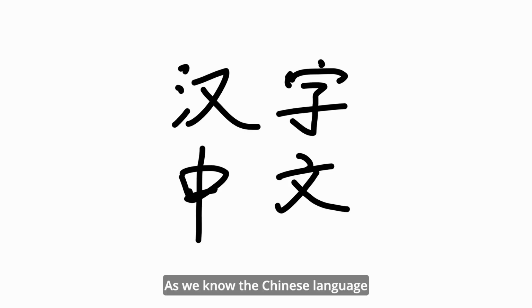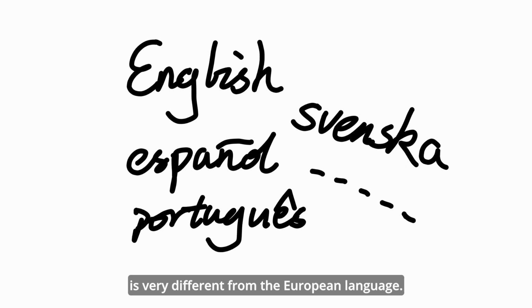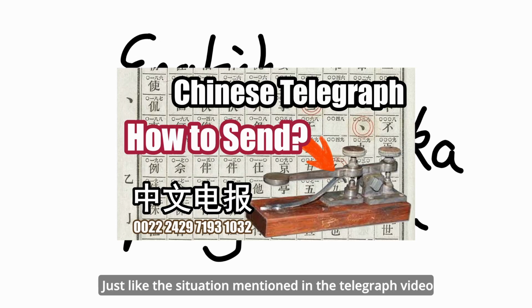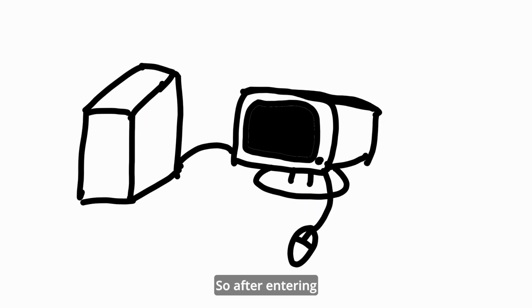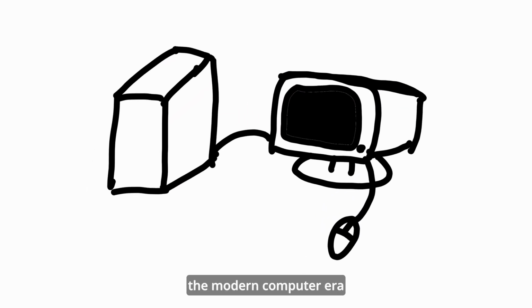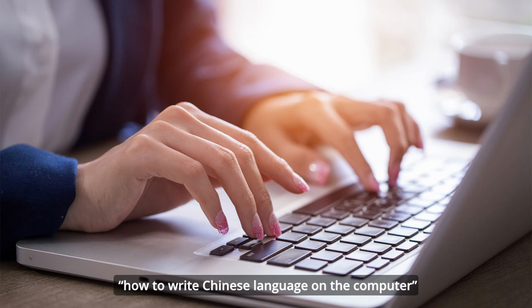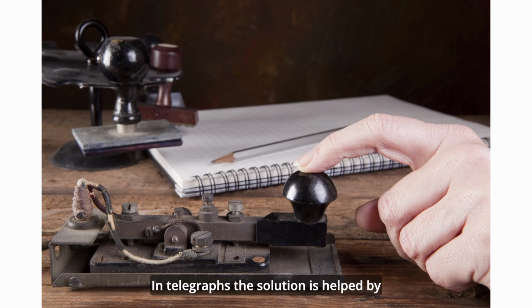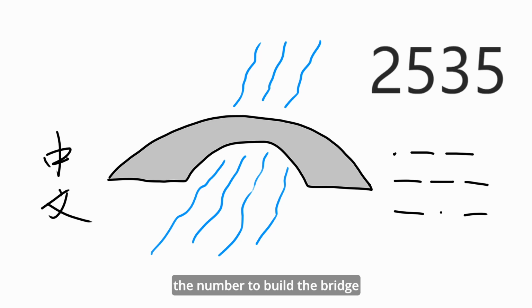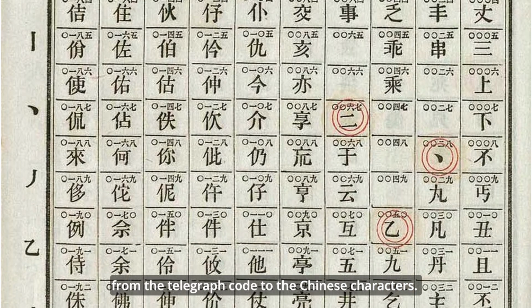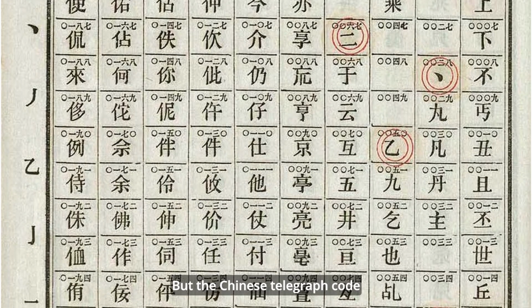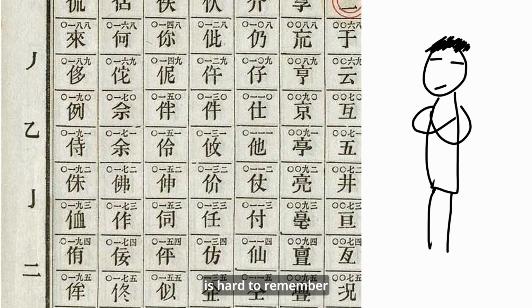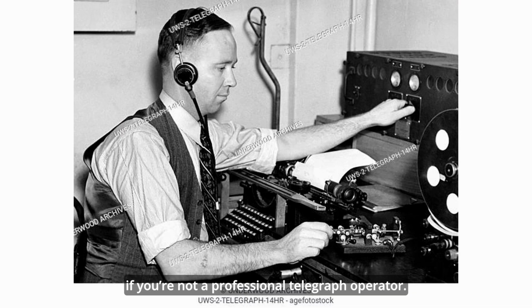As we know, the Chinese language is very different from the European languages, just like the situation mentioned in the telegraph video that I made before. So after entering the modern computer era, how to write Chinese on the computer became a question for computer engineers. In telegraph, the solution used numbers to build the bridge from the telegraph code to the Chinese characters. But the Chinese telegraph code is hard to remember if you are not a professional telegraph operator.